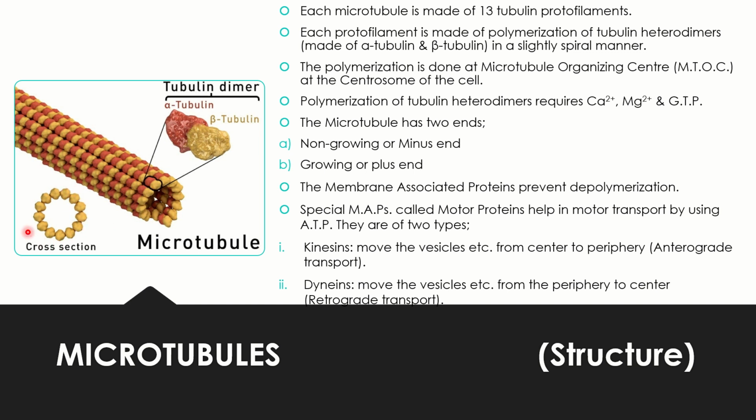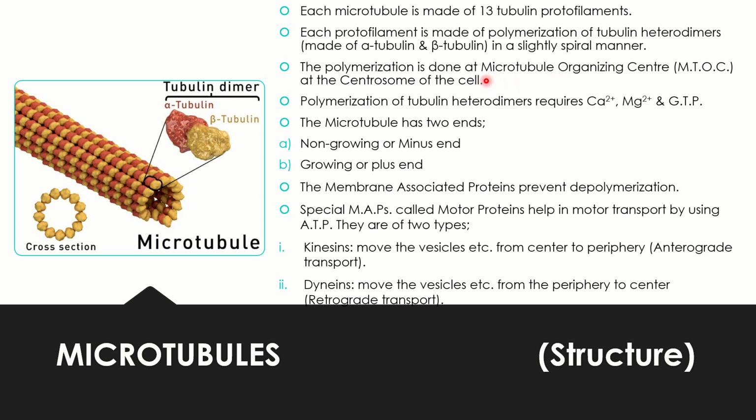So it has 13 protofilaments, 13 units. Now each protofilament is made up of polymerization of the two tubulin heterodimers. The heterodimer has two components, the two monomers, which have separate biochemical properties, the alpha tubulin and the beta tubulin. The polymerization is done in a slightly spiral manner.